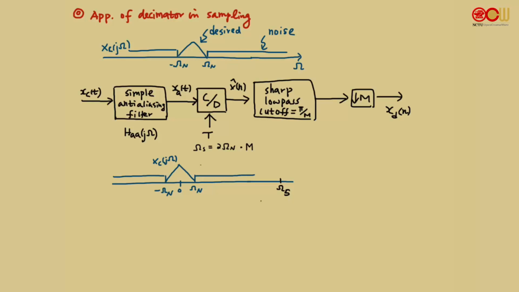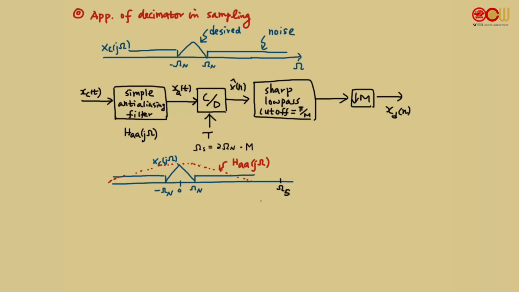And now we can draw H_aa. H_aa is of this shape. It can have a very, very long transition. This is H_aa(jω). It has a very long transition, so such a filter will be cheap to have.